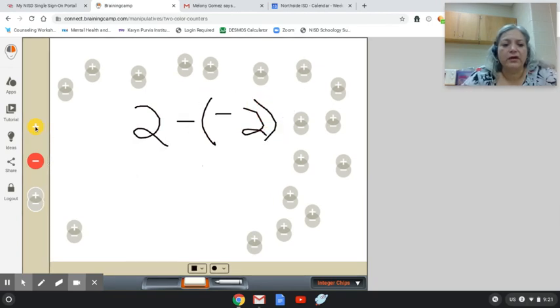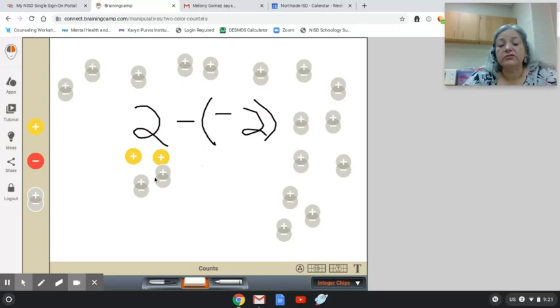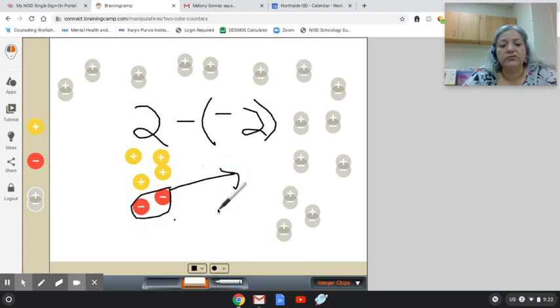So again, I'm going to start with the positives. So I'm taking away 2 negatives, but I don't have negatives. So I'm going to go ahead and put in my 0 pairs. And I do need 2 negatives because of that. So I'm going to break them apart. And now I could take away the 2 negatives. Take away the 2 negatives. And my answer is +4.